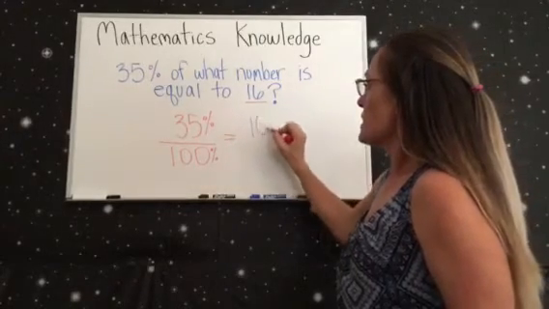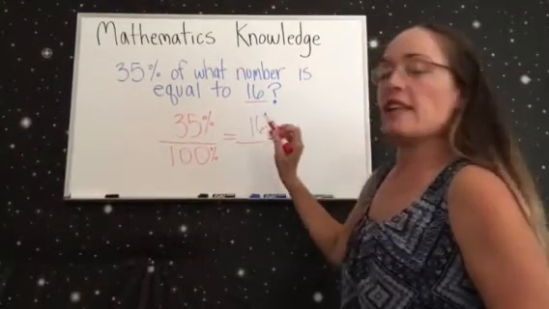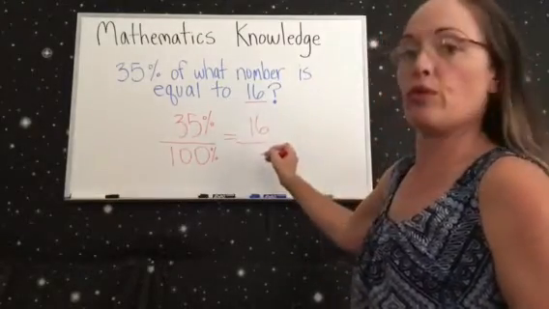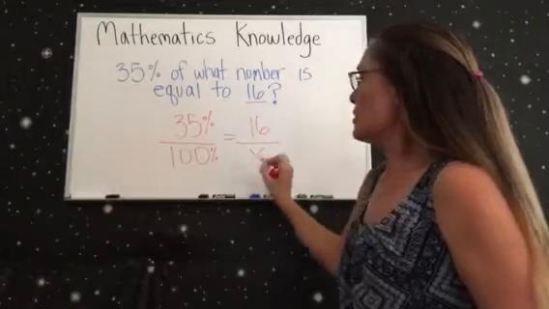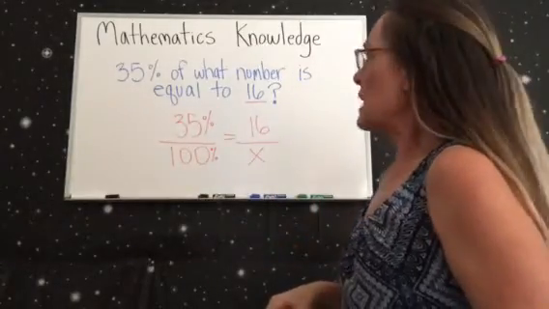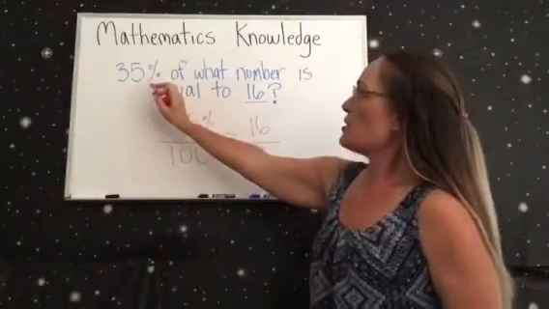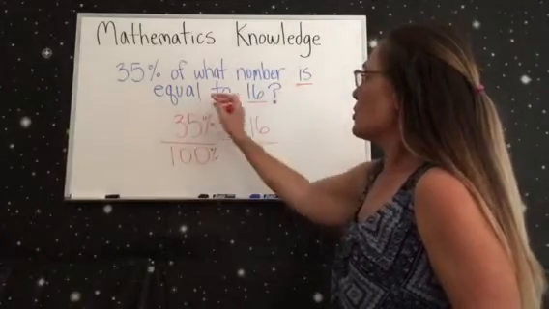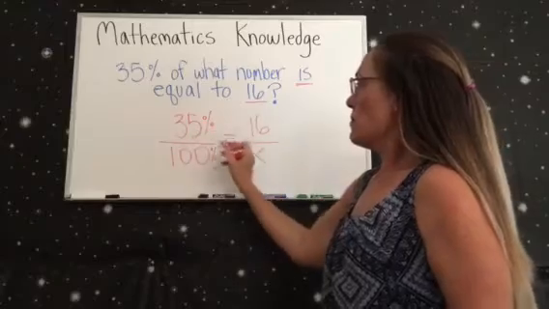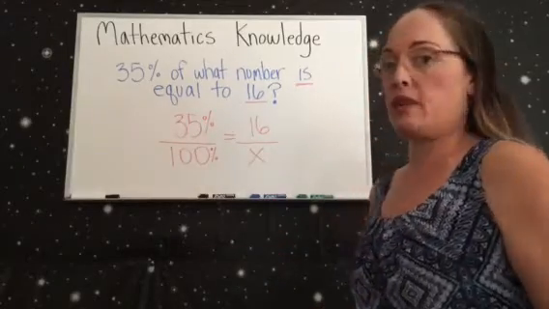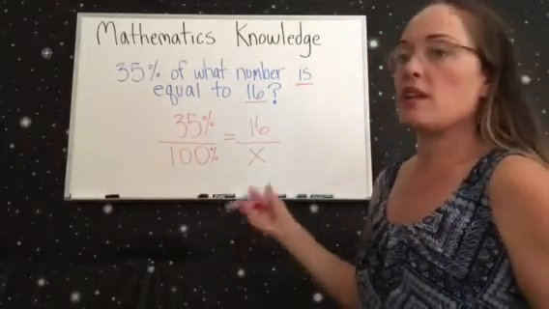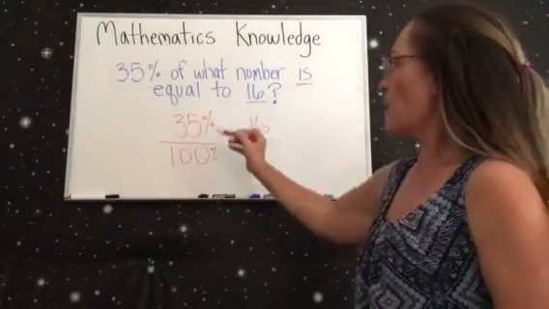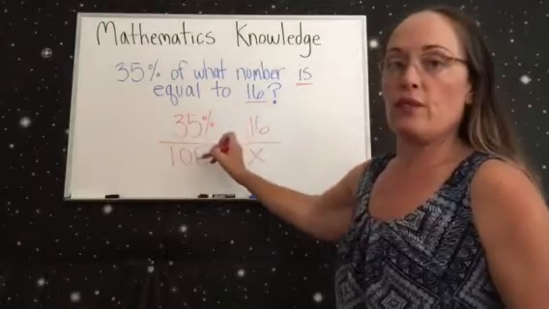So we're going to put the 16 on top, and the one piece of information they didn't give us is the actual total. So we'll put that on the bottom. Now let's read it again: 35% of what number is equal to 16? So we got them all in the correct places. And I want you to remember that as soon as they give you a percentage, you put that over 100, and that way you have 2 out of the 4 done.